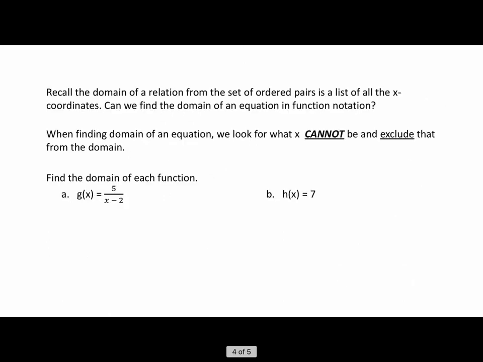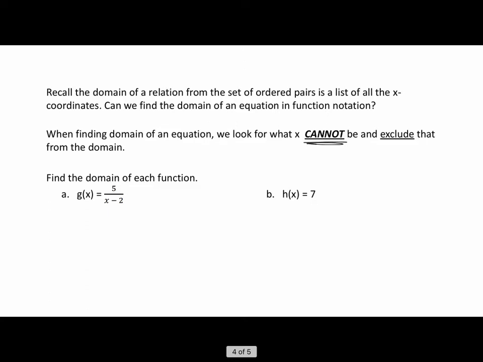Recall that the domain of a relation from a set of ordered pairs is just a list of all the x-coordinates from least to greatest without any repeats. Can we find the domain of an equation that's in function notation? Yes, we can. When finding the domain of an equation, we actually look for what x cannot be. And we assume that x is all real numbers except for the exclusion that we found.